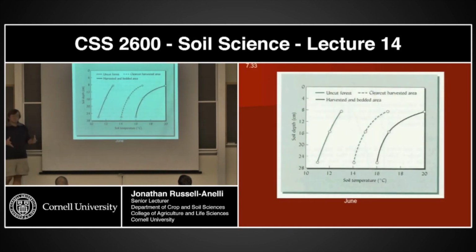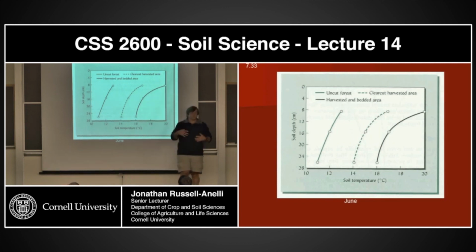All right, it's not just about seasonality, it's also about management. Okay, here is basically soil temperatures in a clear cut. Here's soil depth, surface to 28 inches. You're basically looking harvested and bedded versus an uncut forest. Wait a minute, no, I did that wrong. This is the uncut forest. This is the harvested and bedded, and this is the clear cut. Okay, so, uncut forest, soil depth, cool soils compared to a harvested and bedded.